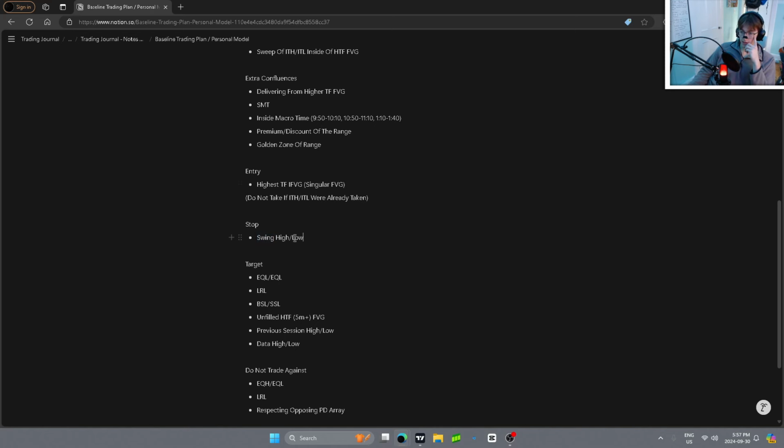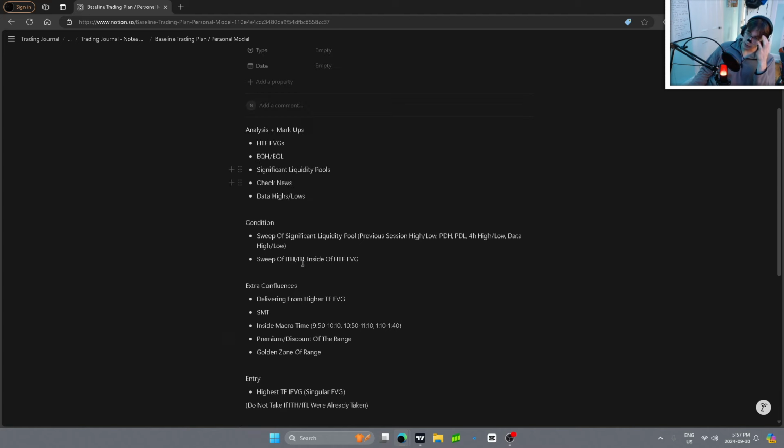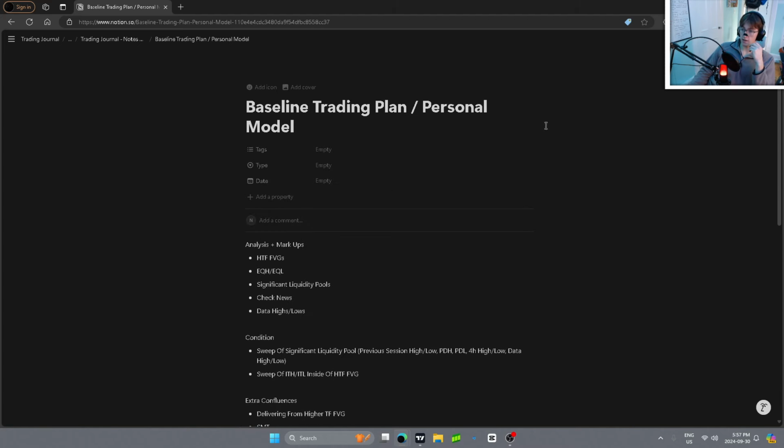And my stop is at the high or low. Targeting equal highs or equal lows, low resistance liquidity, buy side or sell side liquidity on unfilled higher time frame fair value gaps, like 5 minute or higher, previous session high or low, or data highs or lows. And I'm not trading against equal highs or equal lows, low resistance liquidity, or a respecting opposing PD array. So it's pretty straightforward, pretty simple here, guys. But that's just my baseline trading plan.